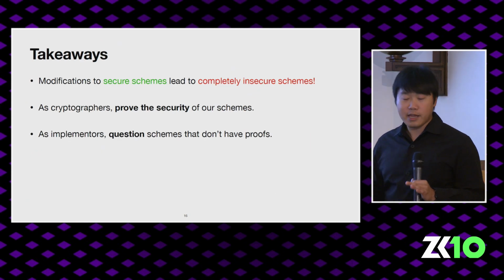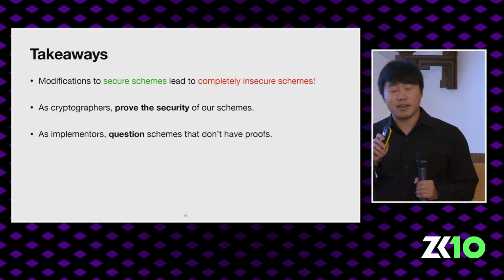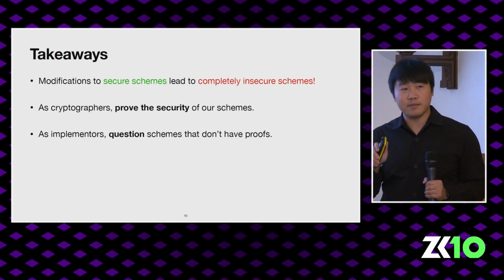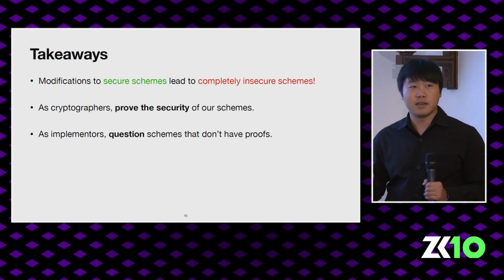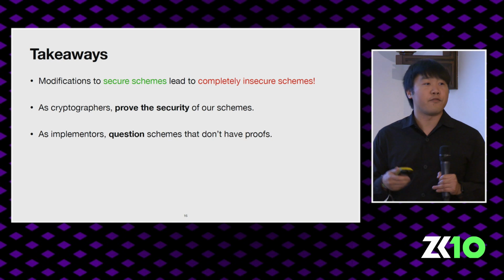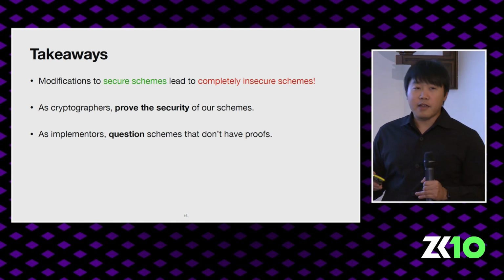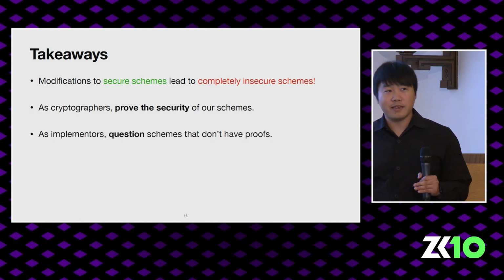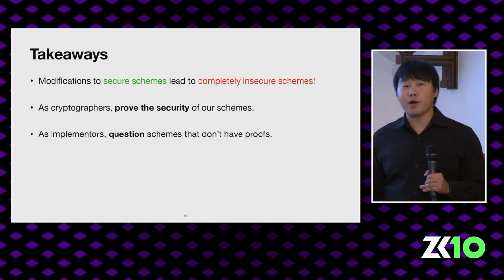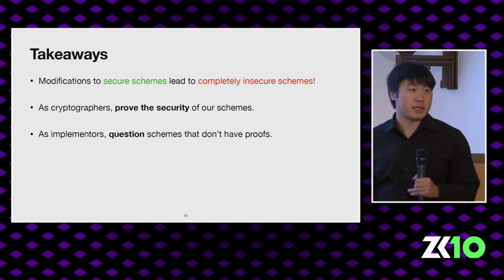And so the takeaways of the presentation today, hopefully, are that modifications to even secure schemes, or even slight modifications to secure schemes, can lead to completely broken schemes. And as cryptographers, when we make modifications to schemes, we should prove that the modification is secure, or at least write down a formal description for people to analyze. And as implementers, if a scheme has never been written down formally, nor proven secure, we should definitely question its security, but also question whether we should pour so much effort into implementing it.